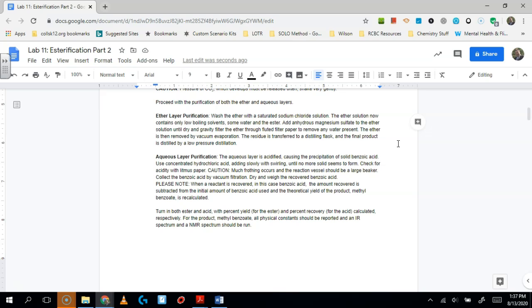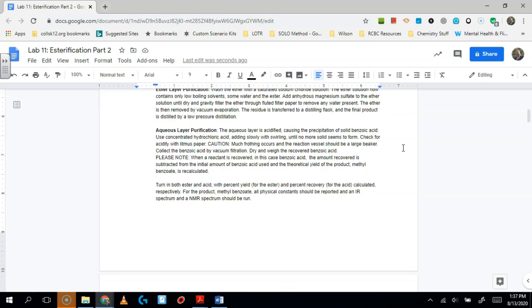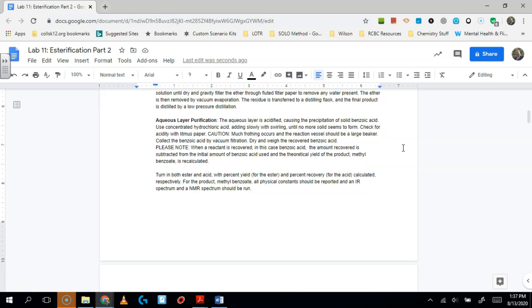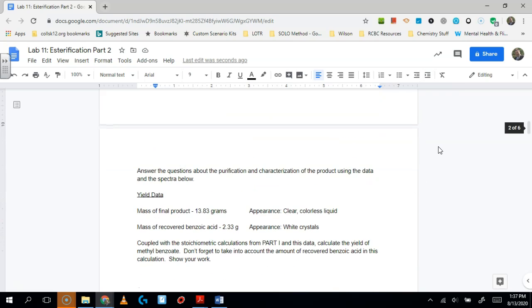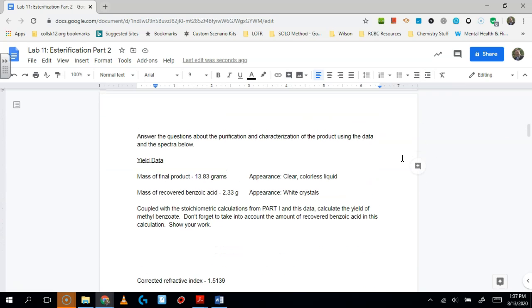So when you purify your compound out of the ether layer and get that, that's awesome. You can definitely get that by distillation. You're going to also have to isolate any remaining benzoic acid, and we do this because of this note right here. When a reactant is recovered, you subtract out how much of the reactant is recovered so you can adjust the percent yield. And so that's what you're going to have to do here.